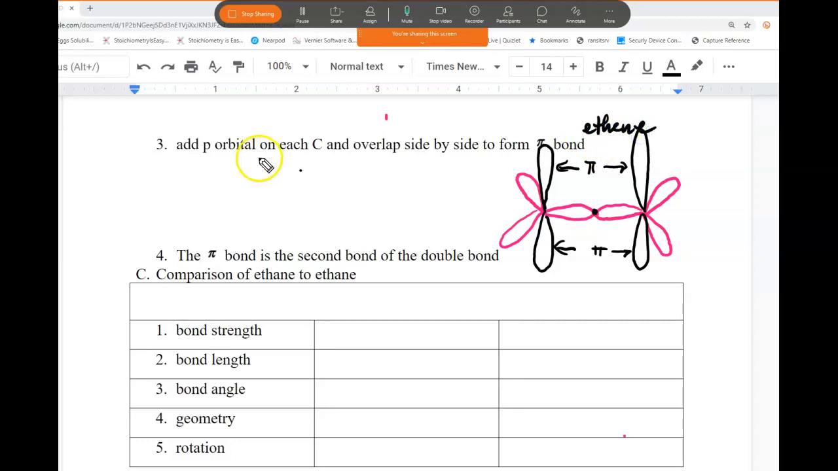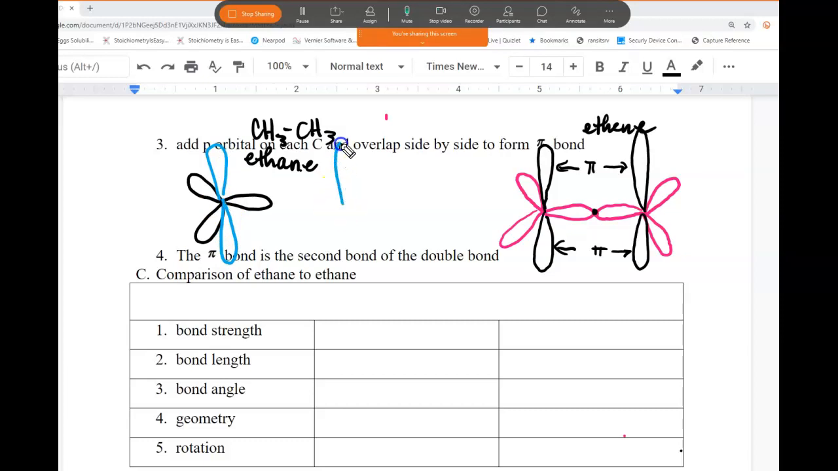Now, if we compare it to an ethane, and remember that's going to be two carbons, CH3 single bonded to another CH3. So you're still going to have the sp2 hybridization, and that p orbital is still going to exist. I'm going to draw that with a different color so you can see it. That p orbital is still going to be there. It's just not going to be in use.